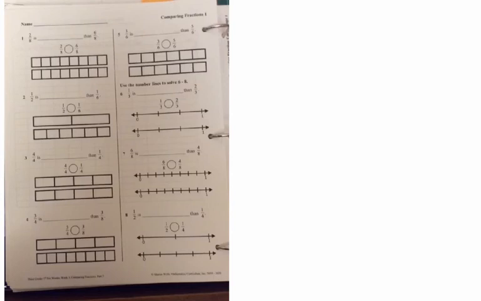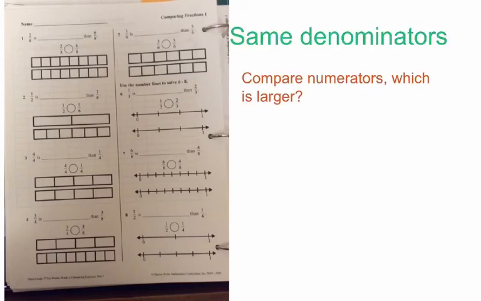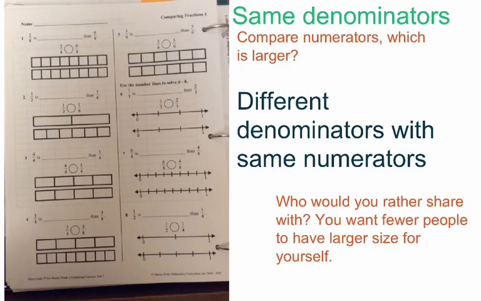So you have 2 different types of fractions. You have fractions that have different denominators and fractions that have the same denominator. So when you have fractions where the denominators are the same, all you're going to do is compare the numerators. So you just want to ask yourself, which is larger? If you have a fraction where it has different denominators, but the same numerators, you want to ask the question, who would you rather share with? You want to share with fewer people because then you will have larger sizes for yourself because you won't have to cut them into as many pieces.